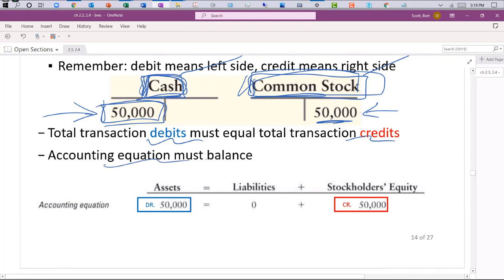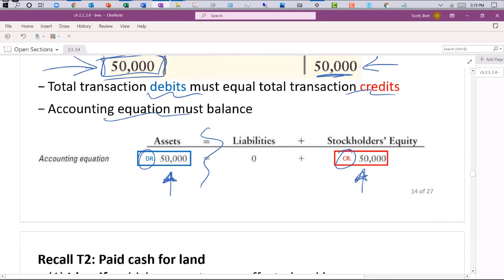Take a step back and say, oh, assets went up by 50,000, equity went up. But try to avoid using pluses or minuses. Get used to looking at increases and decreases in terms of debits and credits. Remember, assets increase with debits, everything else increases with credits.